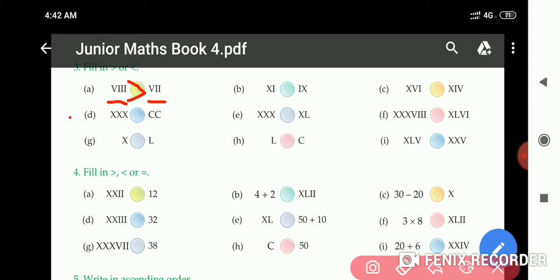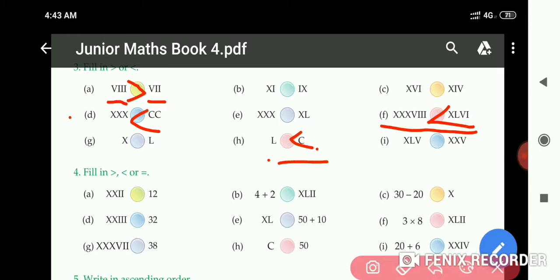Now D part. X. This is 30. C. This is 200. So this is greater. Now come to this part. X 8. It is 38 and this is 46. So this is greater. Now L and C. This is 50 and this is 100. So this is greater. Like this we put the greater than or less than sign.